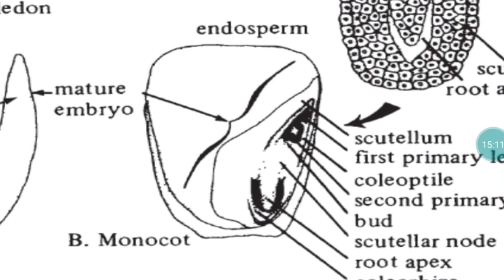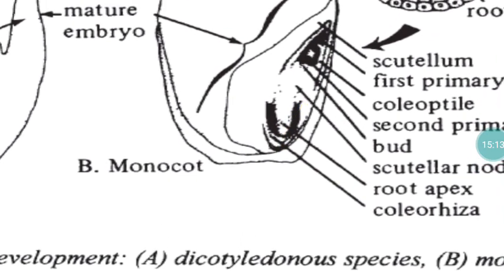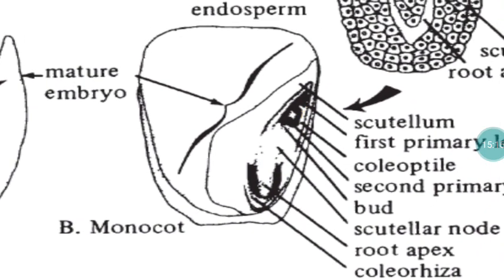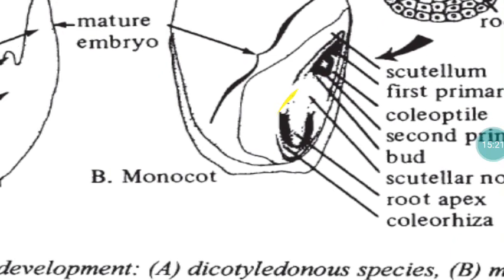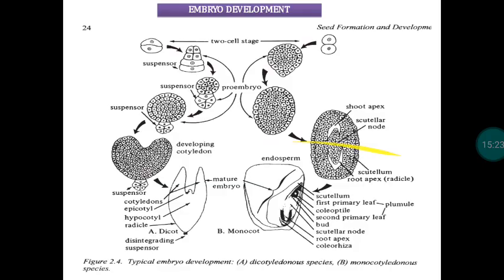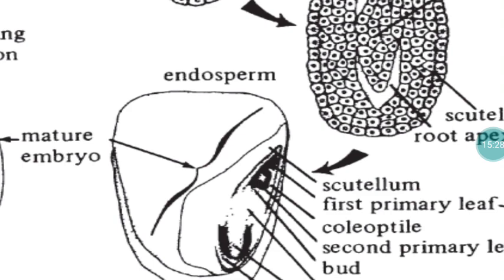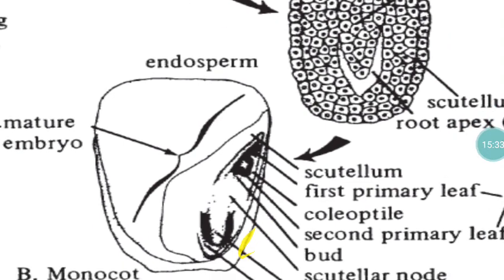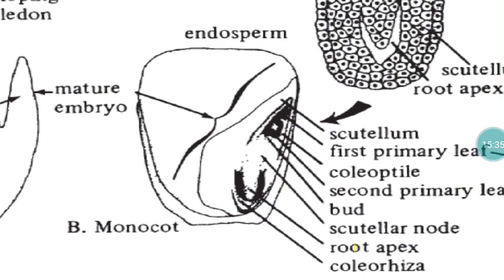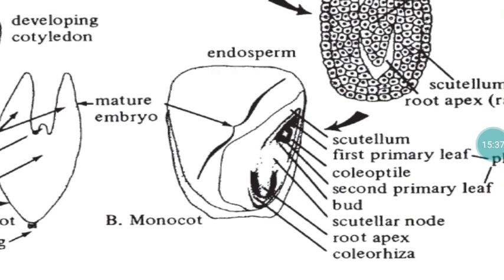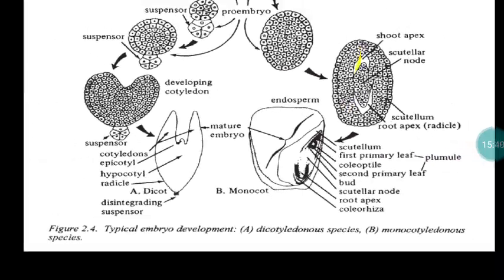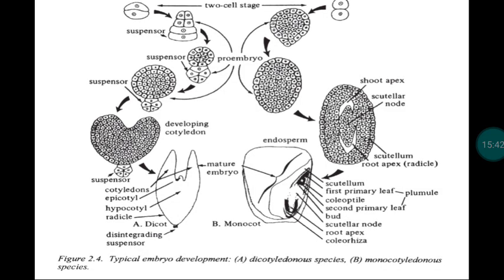So here again, this is the embryo region of the monocot. Actually, it is a maize seed. The plumule region is well surrounded by a sheath-like covering. Here you can see the arrow-like structures, and that is the coleoptile. Similarly, the root is also surrounded by the arrow kind of structure. That outer covering is known as the coleorhiza. So this is the matter with reference to embryo development in the case of monocot and dicot.